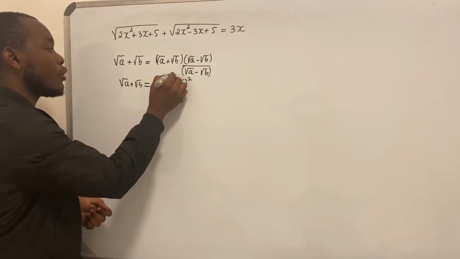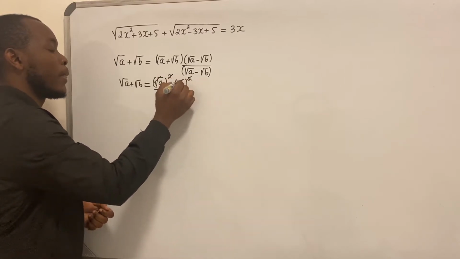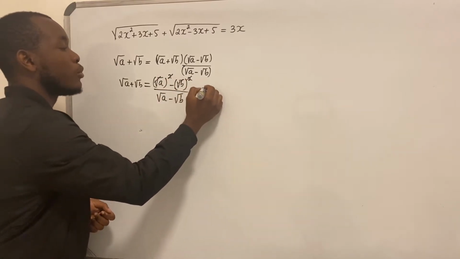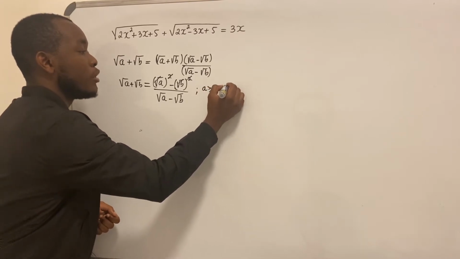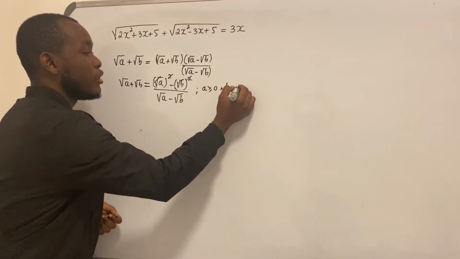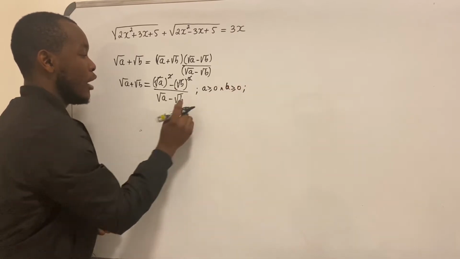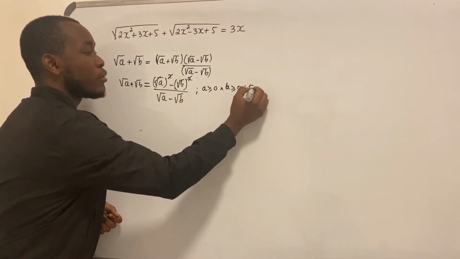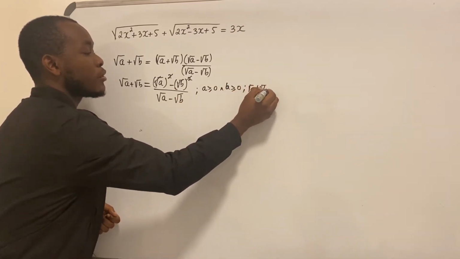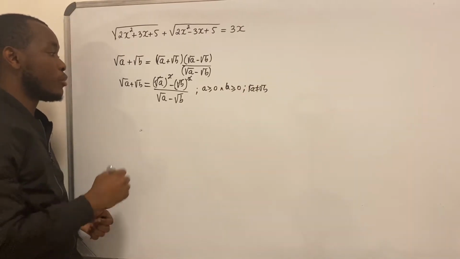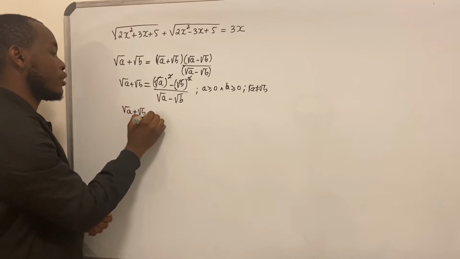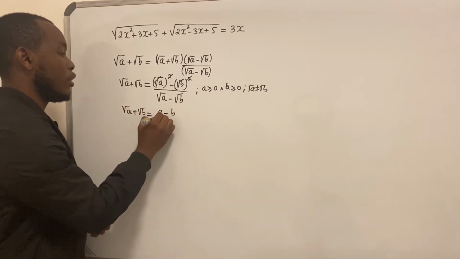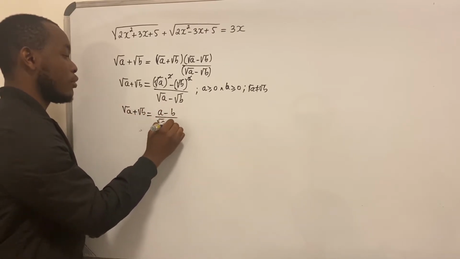So we can simplify, but for us to do so, then we have to consider that a is greater or equal than 0 and b is greater or equal than 0. And because of the denominator, square root of a has to be different than square root of b. Otherwise, it will be 0 in the denominator, which we can't have. So this will be equivalent to this expression.